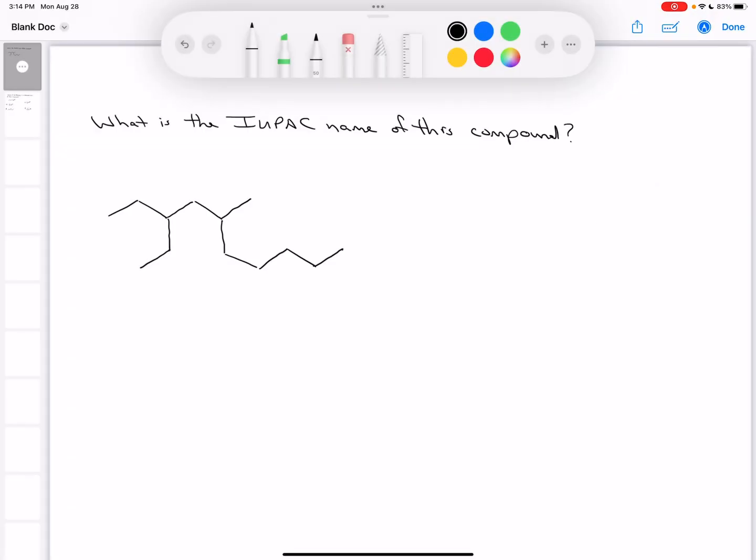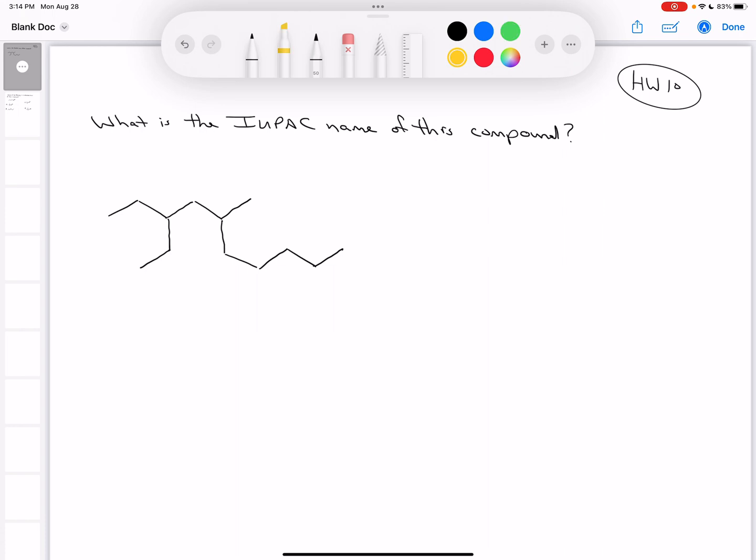Okay, I've had a couple of questions from the homework. This is from homework 10. And the first question is, what is the IUPAC name of this compound? So the first thing that we want to do is find the longest carbon chain. And remember that the chain does not have to be linear.